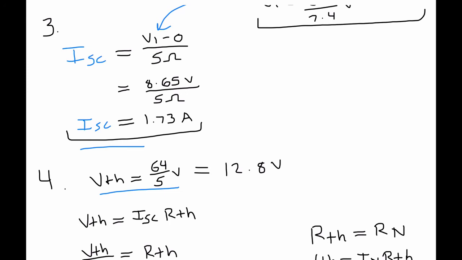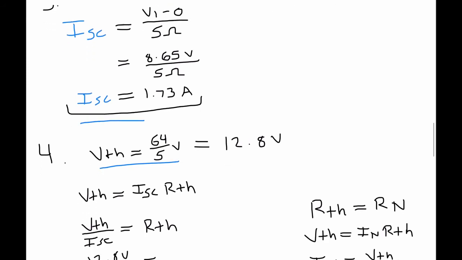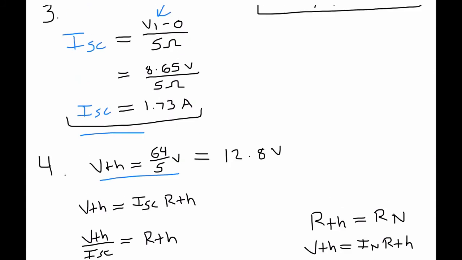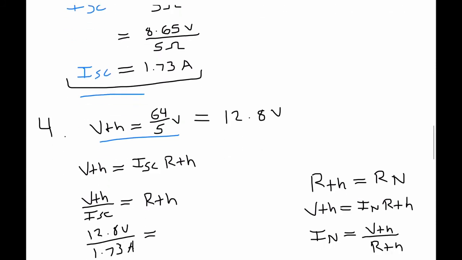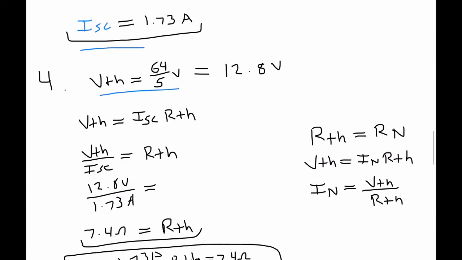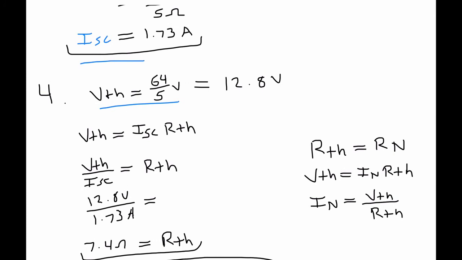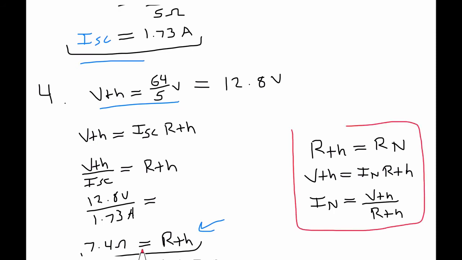And that is equal to 12.8 volts if you divide the 64 by 5. And then once we plug this into our equation with our now found short circuit current, we can go ahead and solve for our Thevenin resistance, which comes out to be 7.4 ohms over here. And then I want to point out these equations over here on the right for you. These will be useful because these are essentially how you can relate a Norton equivalent and a Thevenin equivalent.